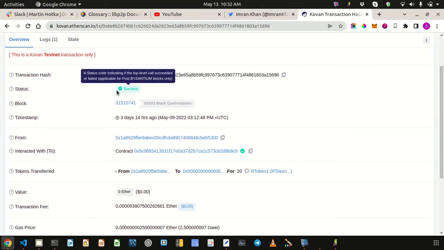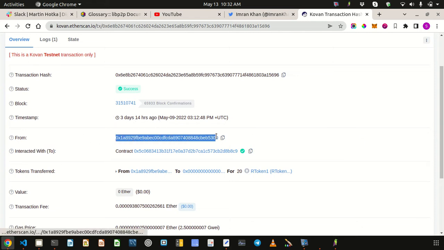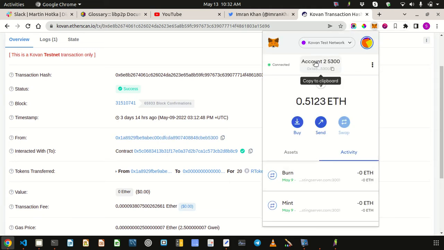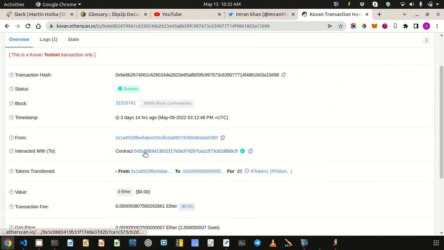The status is success, and this is the block ID, the blockchain block in which this transaction has been included. It was sent 3 days and 14 hours ago, and this is the address from which this transaction came. This is of course my account from MetaMask. So this is the account that I used to send this transaction, and this is the smart contract, which is the ERC20 based contract on which this transaction was executed.